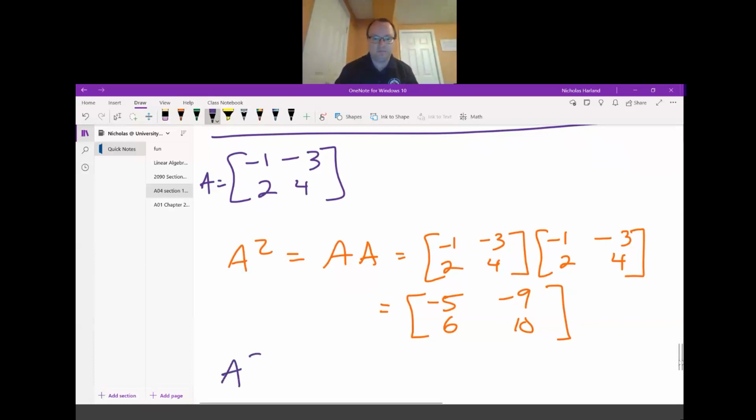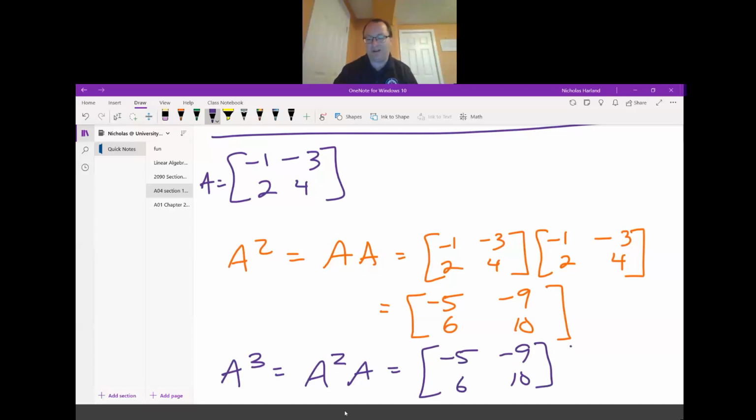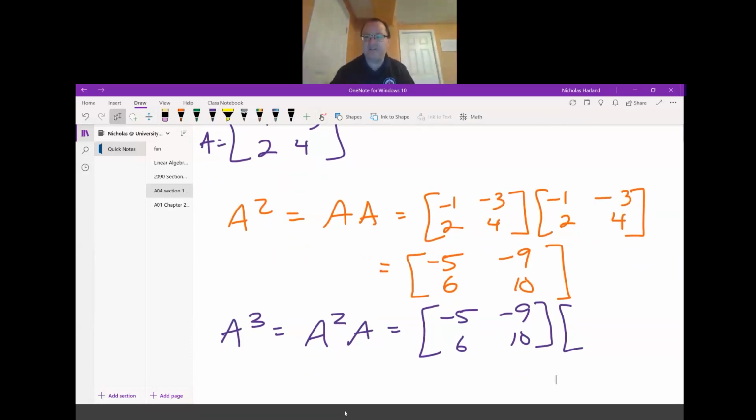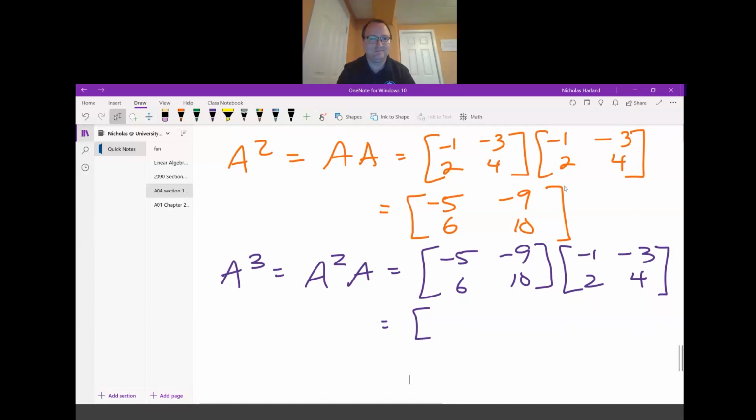For A cubed, how do we find A cubed? Yeah, it's A squared times A. I mean, technically it's A times A times A, but we've already multiplied two of them together, and so we can get A squared times A. So in other words, take our answer and multiply it by another A. Just like if you were doing 5 cubed, you'd go 5 times 5 is 25, and then multiply by another 5. I mean, multiplying matrices is more annoying, but the ideas are still the same. But it's useful.